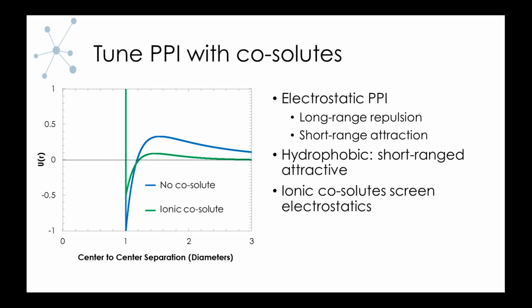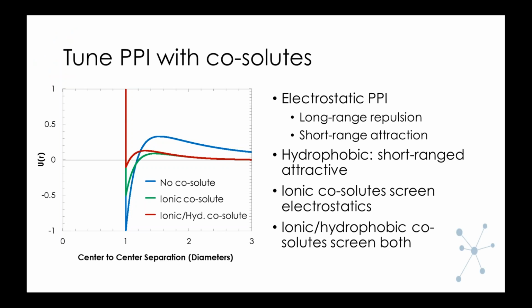If one were to add an ionic co-solute, just sodium chloride or any kind of salt, that will screen all electrostatic interactions. It may weaken your attractive well by reducing the short-range electrostatic attraction shown here, but it will also weaken your long-range electrostatic repulsion, which can often have an ambiguous effect on the net interactions of protein solutions, and that's going to be important later on.